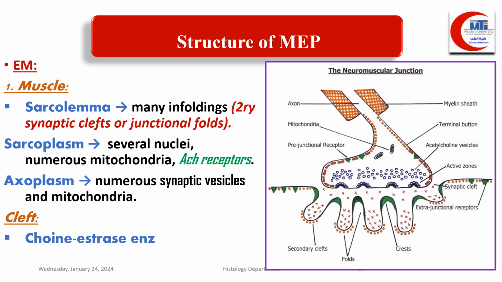What about sarcoplasm? That means the cytoplasm of muscle fibers. It contains several nuclei, numerous mitochondria, and acetylcholine receptors. What about axoplasm? That means the cytoplasm of the axon, containing numerous synaptic vesicles and mitochondria. What about the cleft? The cleft contains the cholinesterase enzyme.